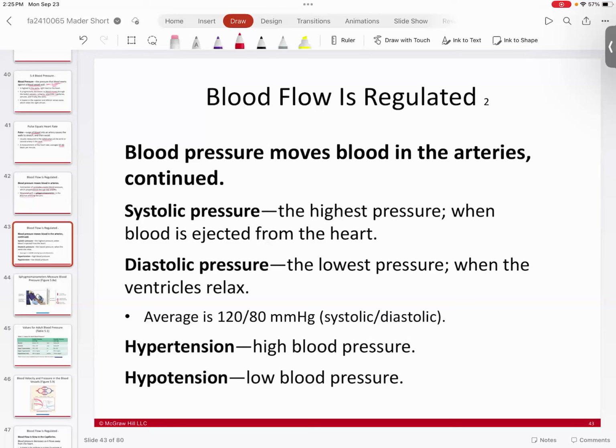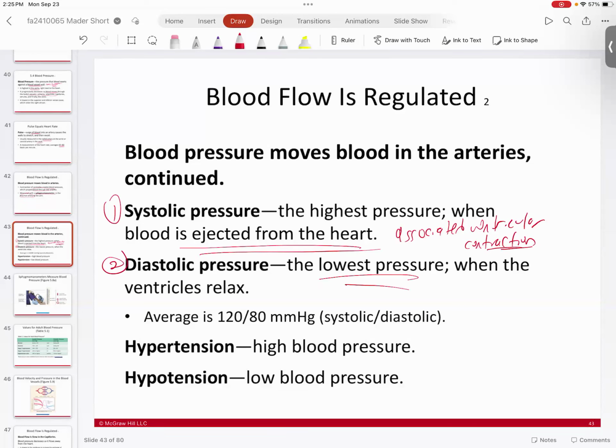So when we take a look at blood pressure, we have two different pressure marks that we're measuring. The first one is your systolic pressure, and this is basically your pressure when blood is being ejected from the heart. This is basically associated with ventricular contraction. This is the big number on the top. Then the diastolic is the lowest pressure point. This is basically when your ventricles are relaxing. So for instance, your systolic pressure is the top number, so it's usually high, and the diastolic is the bottom number, which is usually lower.